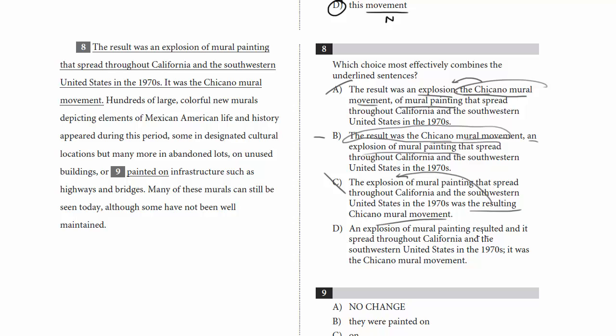D, an explosion of mural painting resulted, and it spread throughout California and the southwestern United States in the 1970s. It was the Chicano mural movement. Like, C and D are the same kind of thing, right? Both of them put the Chicano mural movement at the end. We want it to be in the beginning. Grammar-wise, D is fine. The semicolon is used properly here. But again, if you liked C, you would have also liked D, because they're essentially the same. There's really no major difference between them. But we therefore can get rid of both because they both don't work. We want the one that puts the focus on the topic of the paragraph, which is this movement, and then followed by its definition. So we're going to go with choice B.